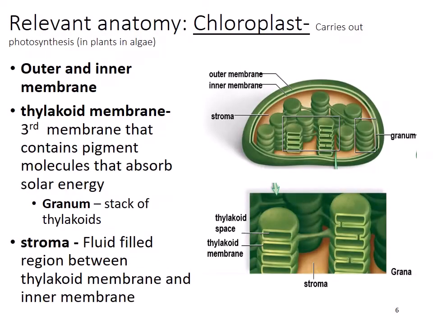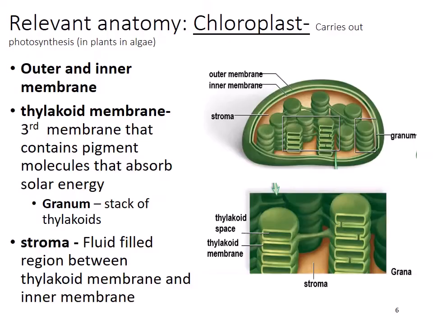So we're going to focus on photosynthesis in a chloroplast, which would be how eukaryotic organisms like plants and some algae are going to carry out photosynthesis. So the chloroplast has an outer membrane, and then it has an inner membrane, and then it has a third membrane called the thylakoid membrane. That third membrane contains pigment molecules that absorb solar energy, and then when we have stacks of thylakoids, we call those granum. So then we've got the stroma, which is the liquid portion inside of the chloroplast.